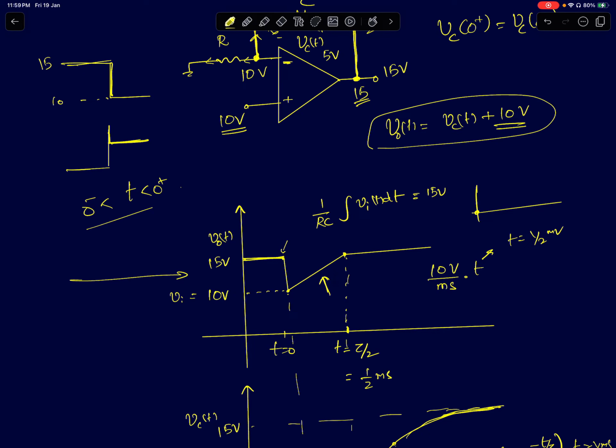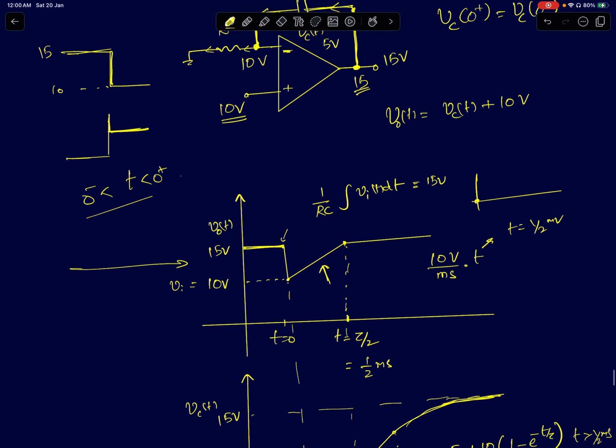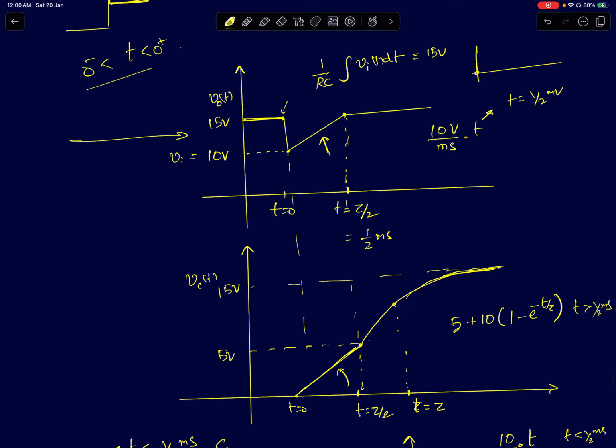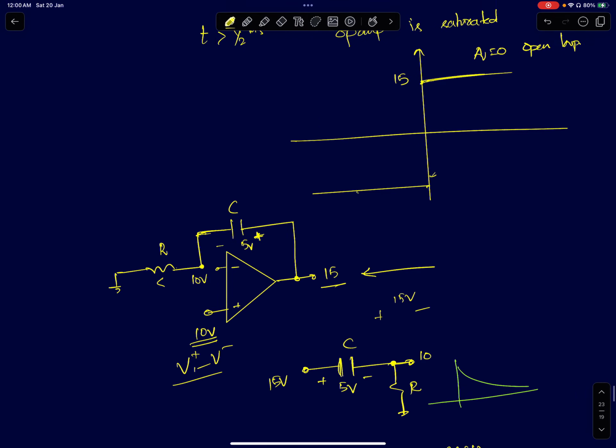So if I have to find the capacitor voltage, all I have to do is shift this graph down by 10 volts. Right? It's 10 volts till this point. I can simply shift the whole graph by 10 volts, and you will get the capacitor voltage. So the capacitor voltage initially increases linearly from 0 milliseconds to half a millisecond, which is tau by 2. After that, the circuit reduces to something like this.